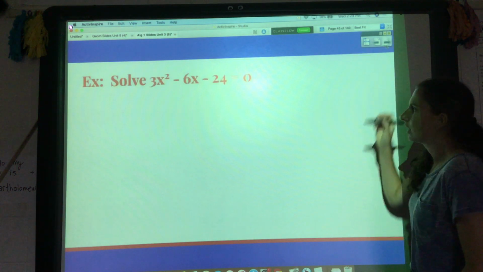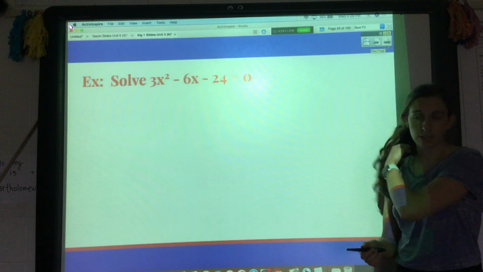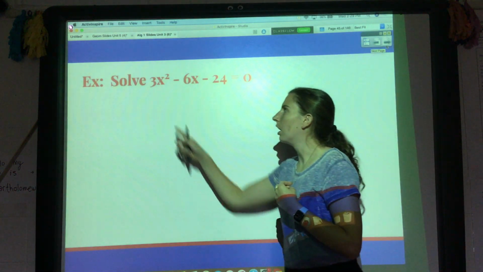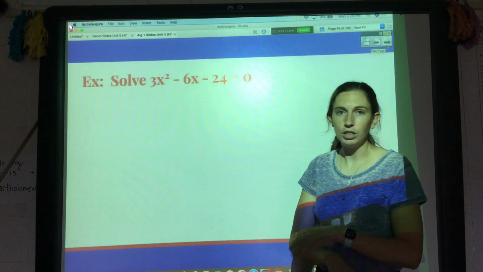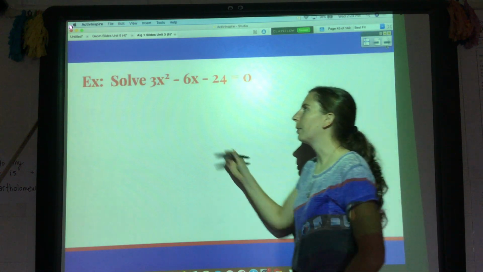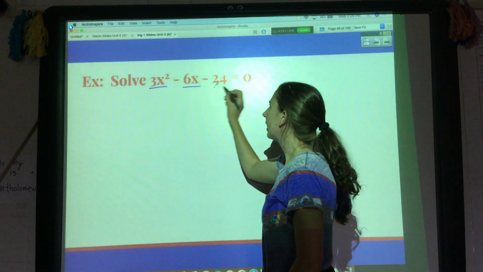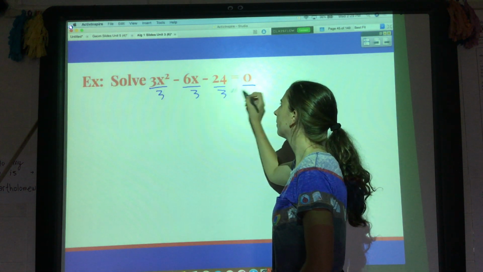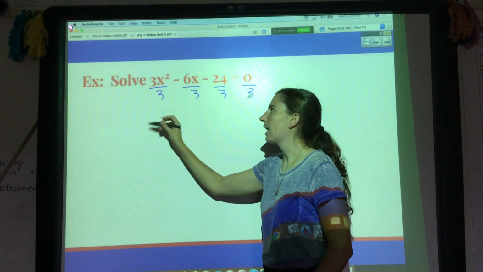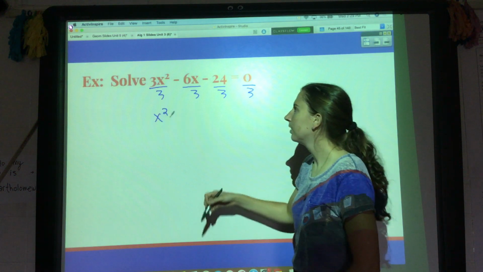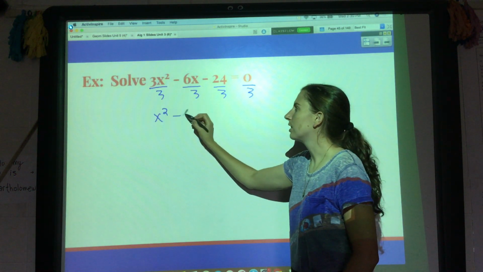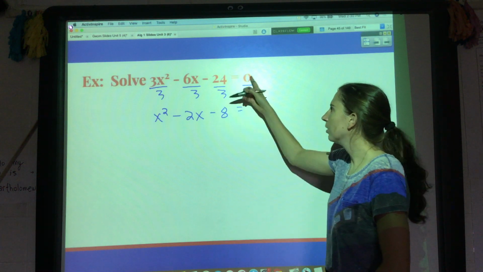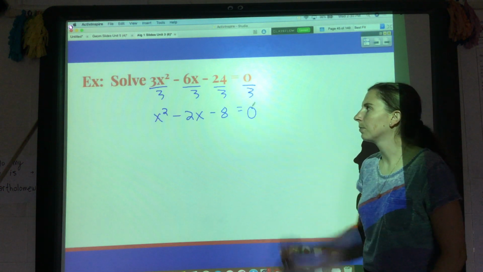All right, I think this is the last one. This one also has a GCF, so we'll deal with that first. It's got a GCF of 3. You can actually even just deal with a GCF right off the bat. Just divide everything, including the other side, by 3. That cancels that 3, leaving just x squared. 6 over 3 is just negative 2x. That'll be negative 8, and 0 over 3 is still just 0.